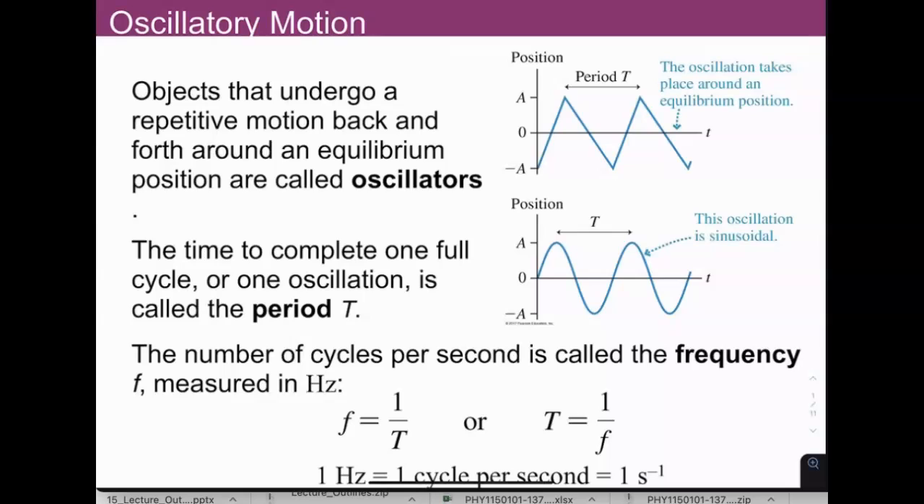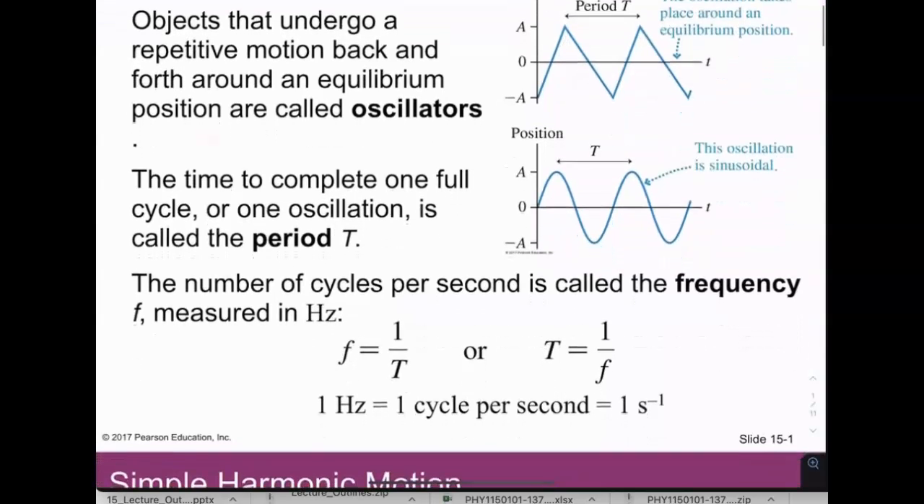And the number of cycles per second is called the frequency, f, and it's measured in hertz. So we have the formula: frequency is equal to the reciprocal of the period, or the period is equal to the reciprocal of the frequency. And 1 hertz is our SI unit for frequency, and is equal to a cycle per second, or 1 second to the minus 1.